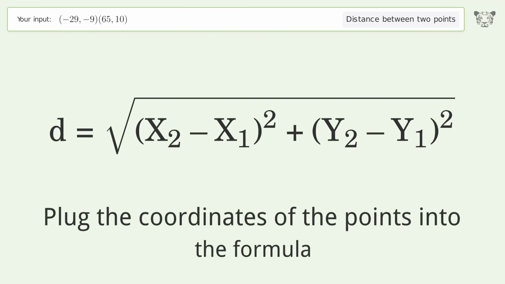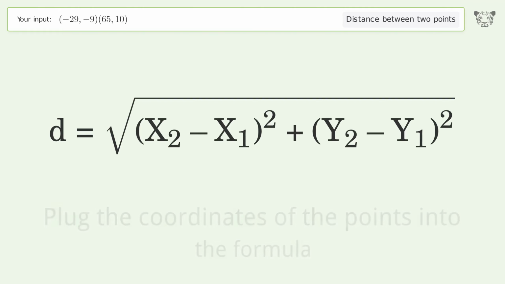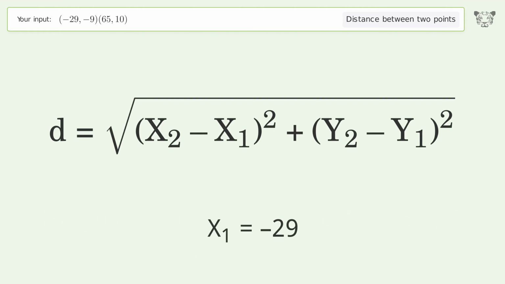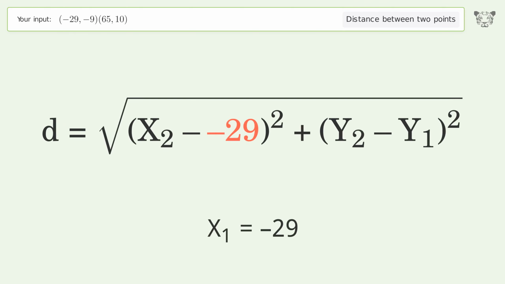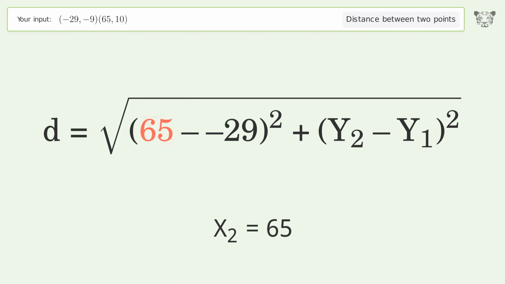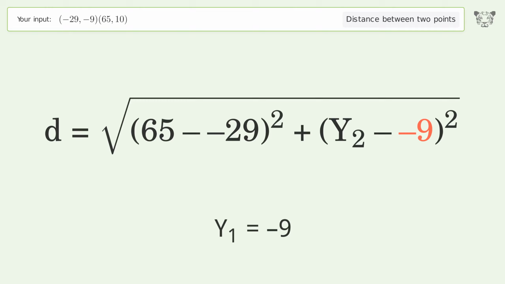Plug the coordinates of the points into the formula. x1 equals -29. x2 equals 65. y1 equals -9. y2 equals 10.